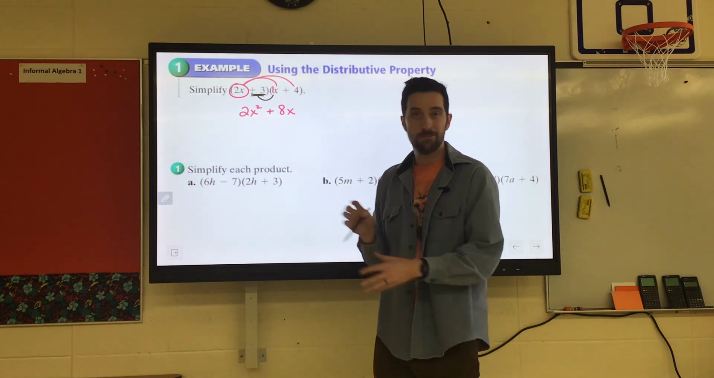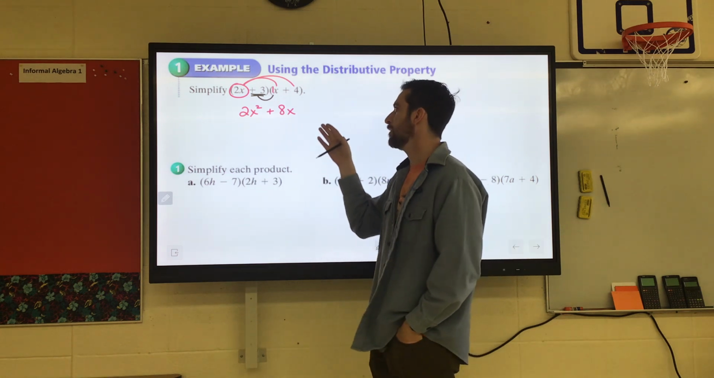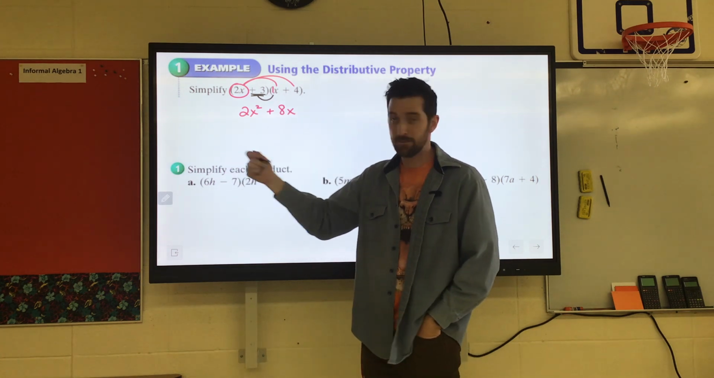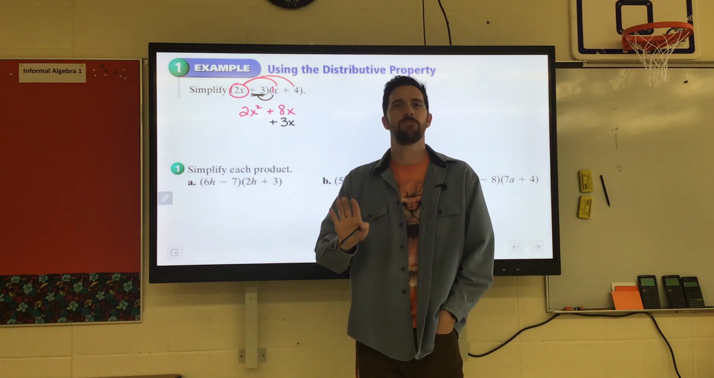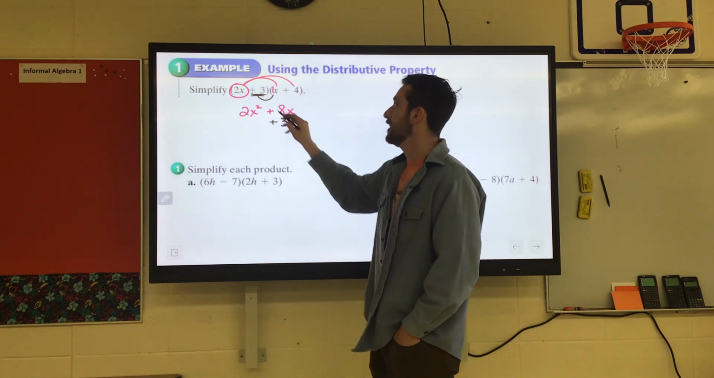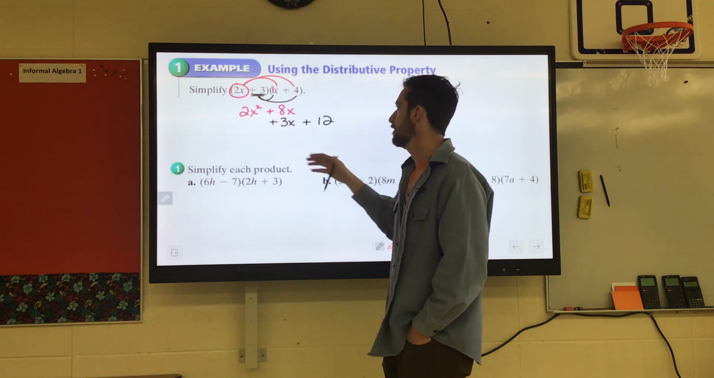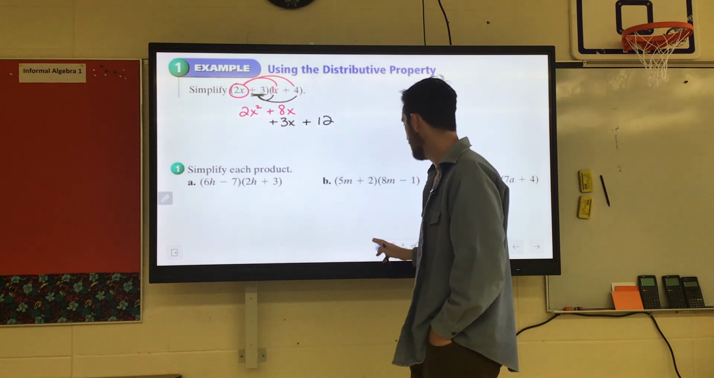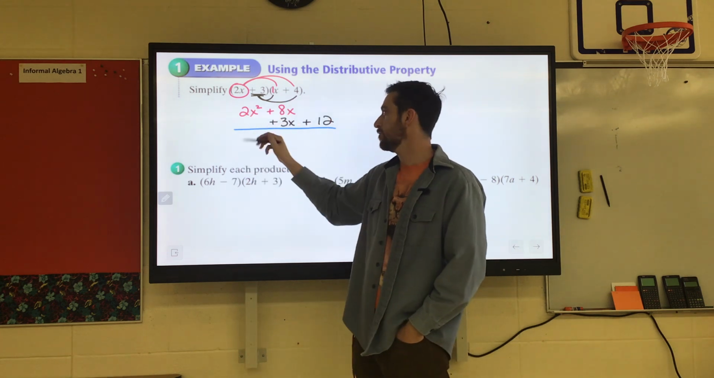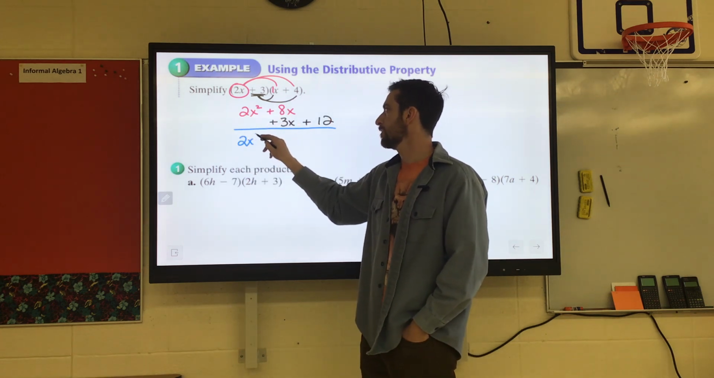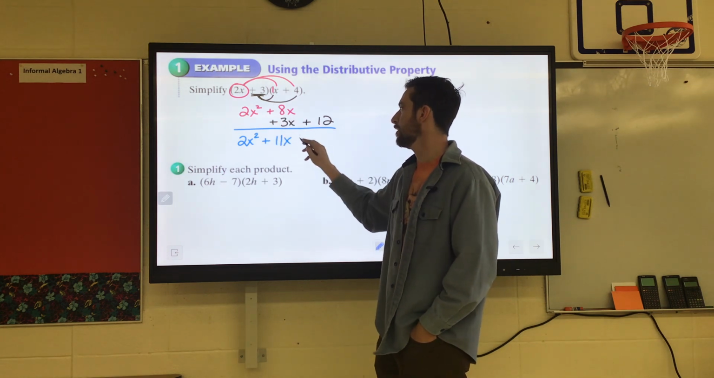What I like to do when I'm doing this is I like to stack it with my other like term. So I know that I'm going to be able to add 8x plus 3x, so I put it right underneath. Do you have to do that? Absolutely not, but I do find it helpful. And then we got to do positive 3 times positive 4, which is positive 12. Great. Now we already have it lined up in standard form, so we can just add everything straight down. We have the 2x squared, we'll just bring it down. 8x plus 3x is 11x, and then we'll just bring down our plus 12.